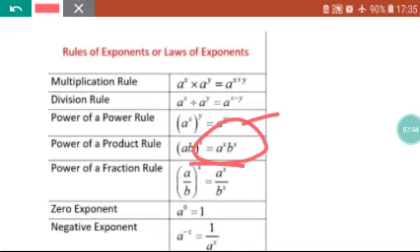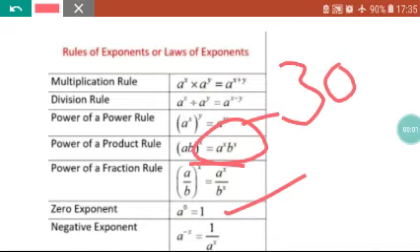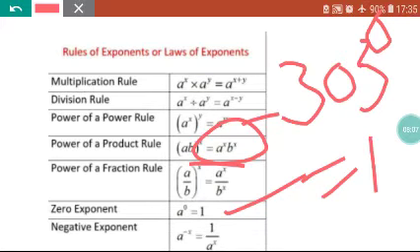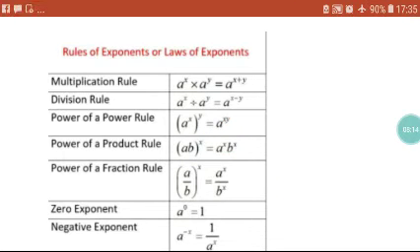All these rules are most important. If the power of any integer is 0, no matter how big or how small, its value is always equal to 1. Suppose you write 30 to the power 0, this is also equal to 1. So it doesn't matter what the base is, if the power is 0, the value is always 1 only.